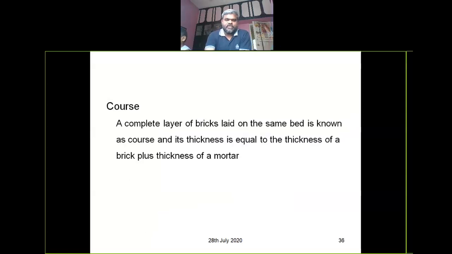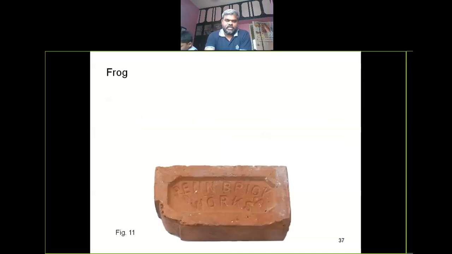Course: a complete layer of bricks laid on the same bed is known as a course, and its thickness is equal to the thickness of brick plus thickness of mortar.